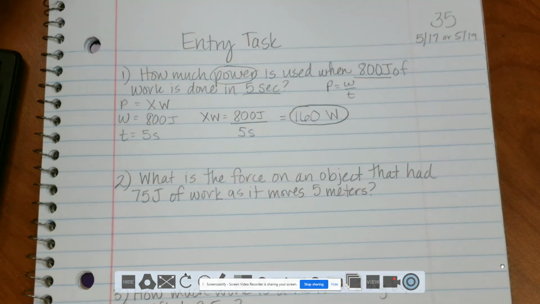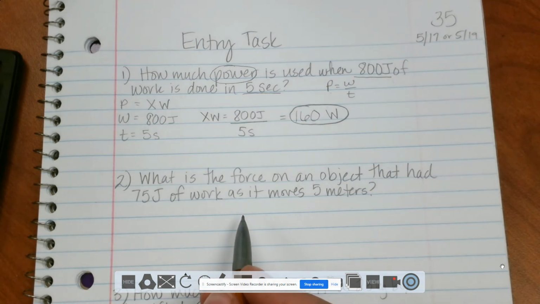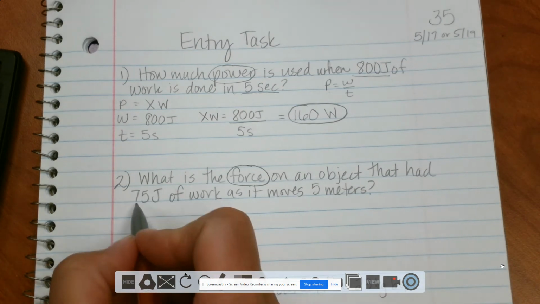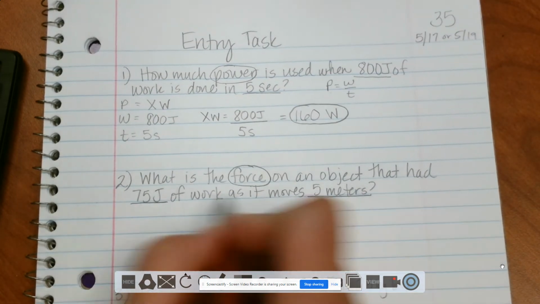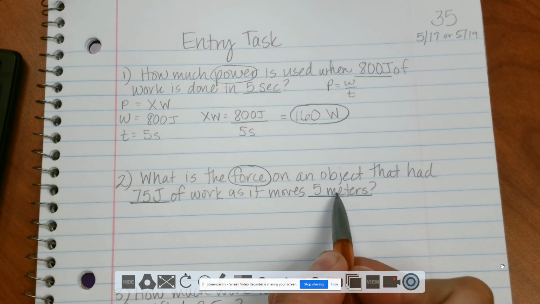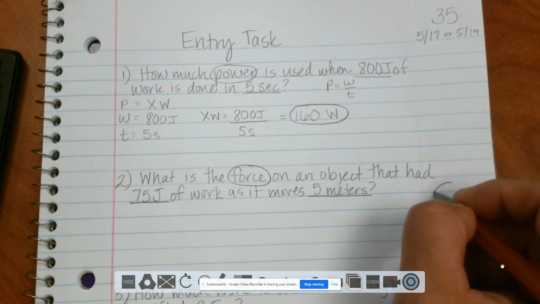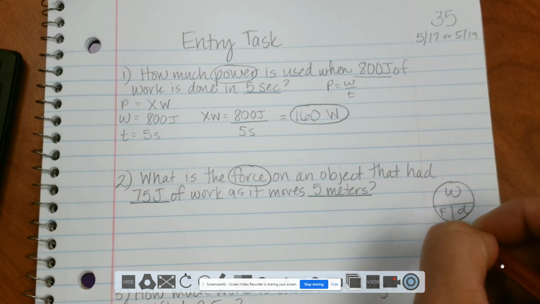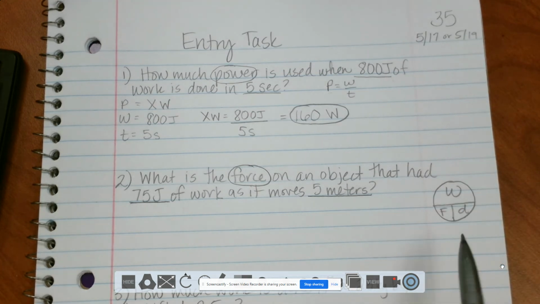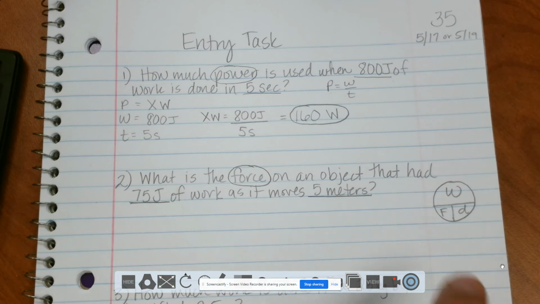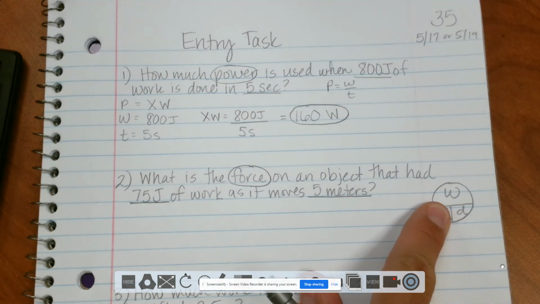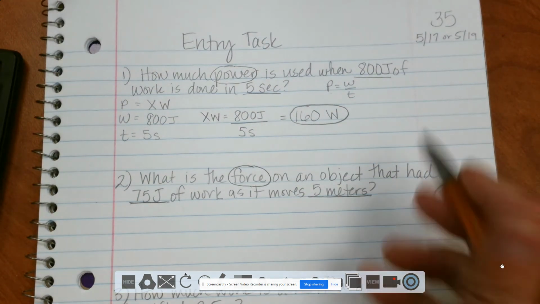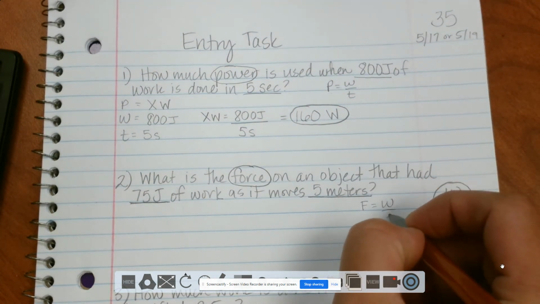Okay, so the next one is, what is the force? So now we're looking for force on an object that had 75 joules of work and it moves 5 meters. So we're given work, we're given distance, and we need force. So I'm going to draw my circle over here just so I have that in front of me. So we know our main equation for work is work equals force times distance, but now we're looking for force. So I'm going to cover up F, and I'm left with W, or work, over top of distance. W divided by D. So my equation will be force equals work divided by distance.